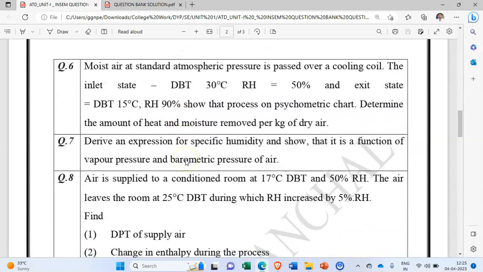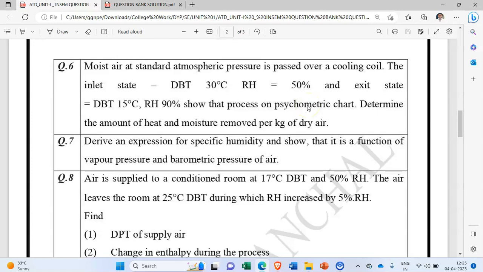Now I will take question number 6. Let us see carefully what the question is. Moist air at standard atmospheric pressure is passed over a cooling coil. The inlet state, that is dry bulb temperature, is 30 degrees Celsius, relative humidity is 50%, and the exit state of that air is dry bulb temperature 15 degrees Celsius and relative humidity 90%. Show that process on the psychrometric chart.